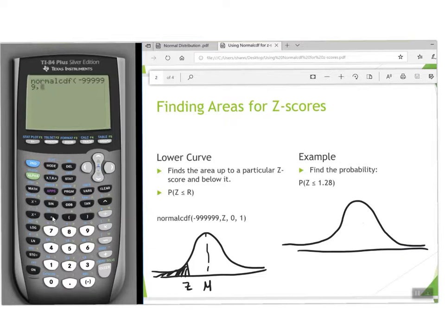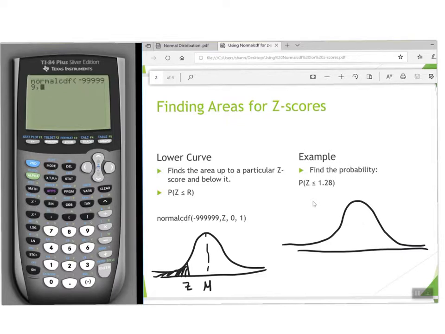But it'll always ask you for an upper, a lower, a mean, and a standard deviation. Remember, our mean here is going to be the value 0, and our standard deviation will be 1. Well, we want to find the probability associated with a z-score of 1.28. So what we do first, we normally draw the curve. We're going to draw this curve here.